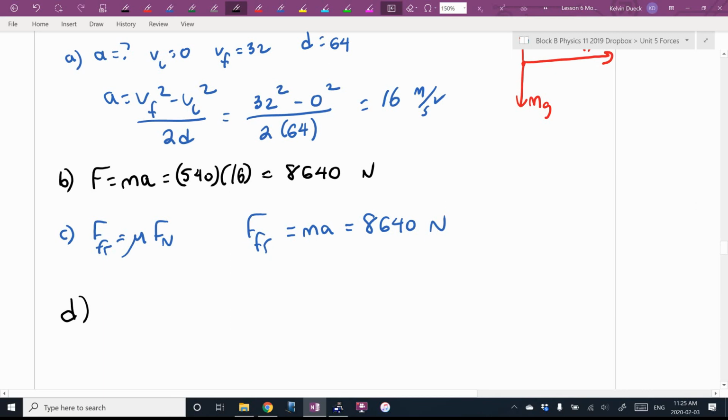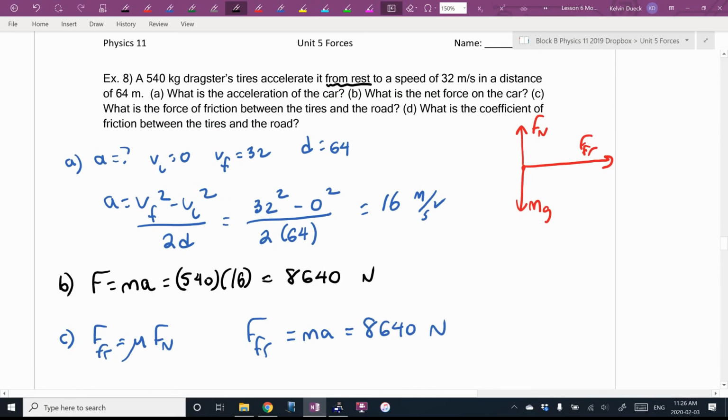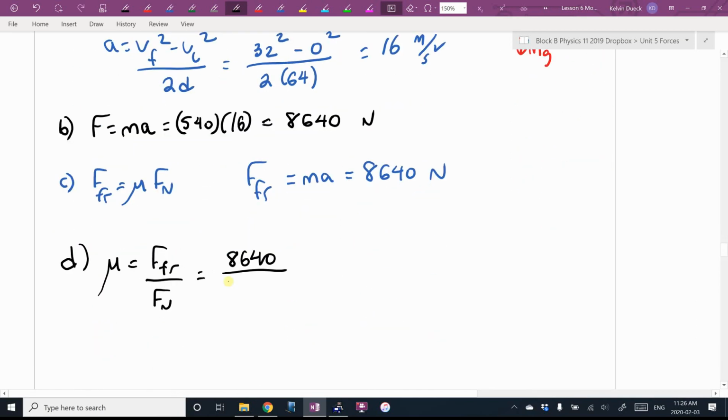Now it wants me to find the coefficient of friction, part D. So, I have my friction equation written right here. How would I get the mu by itself? It's going to be friction divided by the normal force, where friction is 8,640 divided by, I don't know the normal force. Oh, but look. I know the force the same size as the normal force. Which one? mg, which is going to be 540 times 9.8.